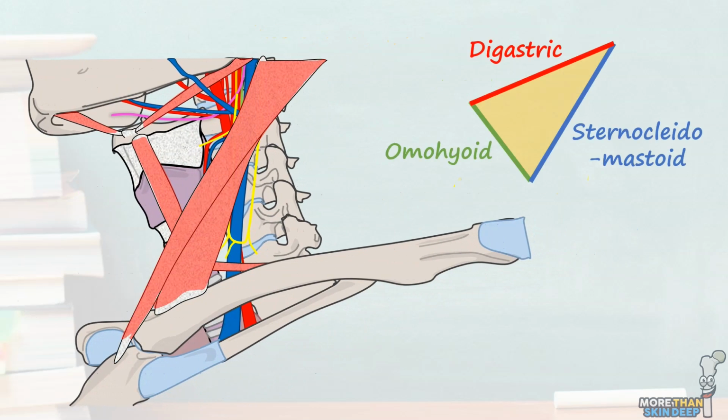And there we go. That's the detailed anatomy of the carotid triangle of the neck. This is a really important area to be familiar with, as it's referenced all the time in clinical practice.